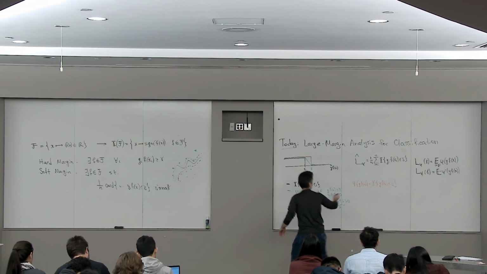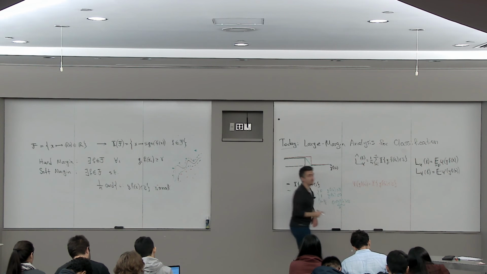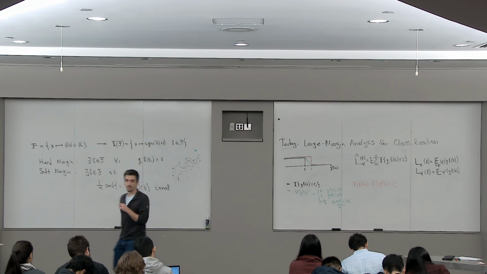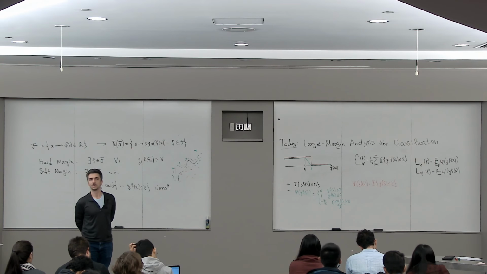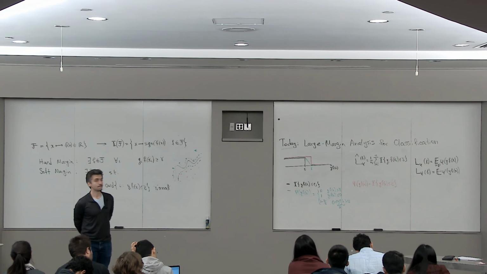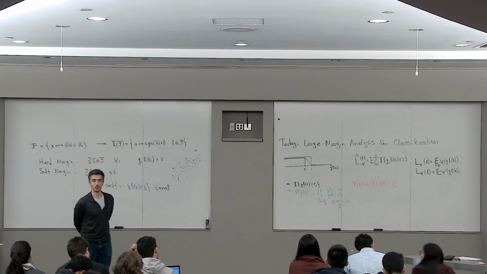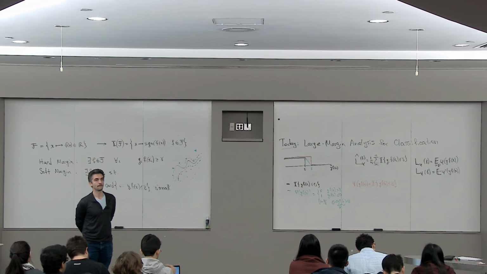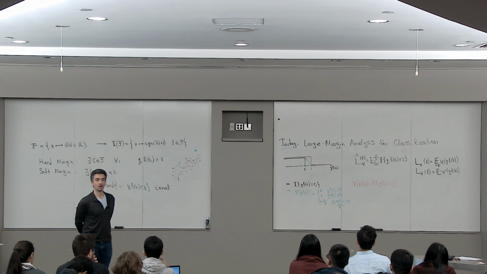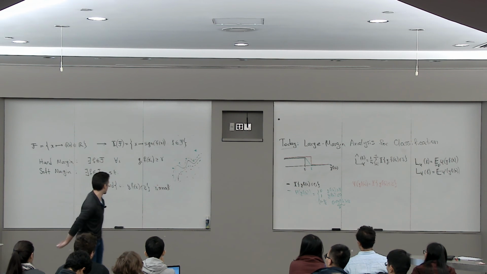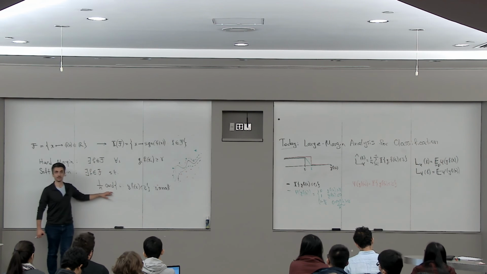So what's the meaning of the empirical with respect to psi of f? In words? For function f, it's the proportion of when the margin is less than gamma, right? It's exactly what I wrote here. This is exactly it, right?